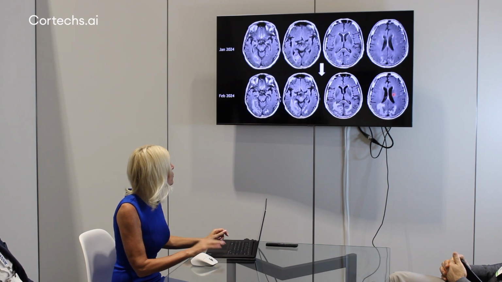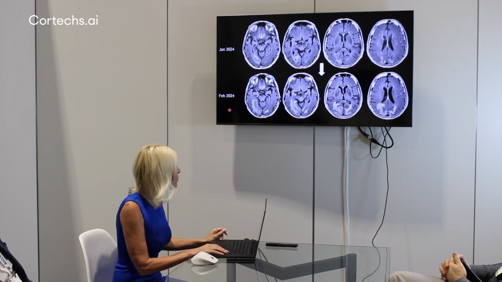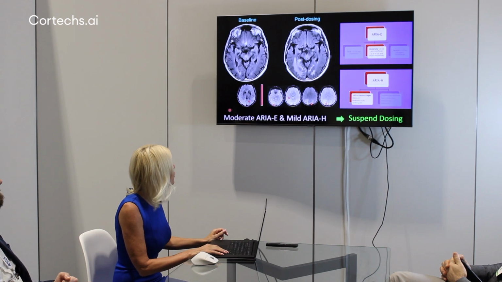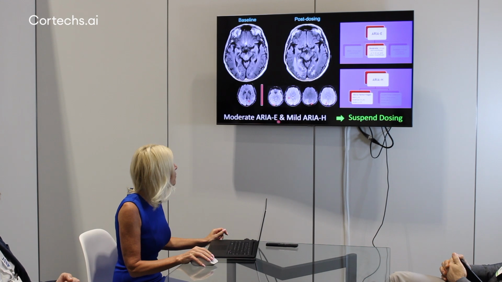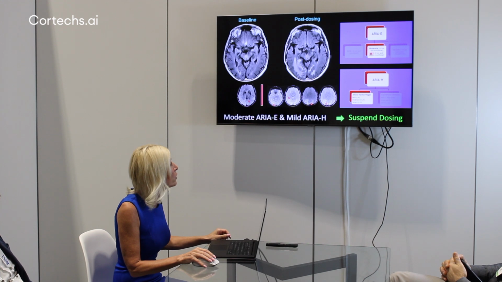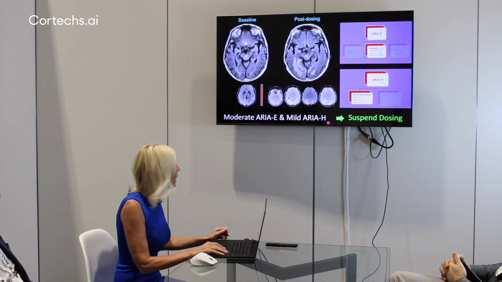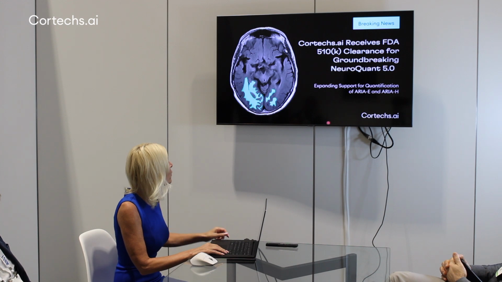But that was a result of her ARIA-H. So here's the January study, here's the February study. So this patient has moderate ARIA-E because their largest is less than 10 centimeters, I'm sorry, was 8.3 centimeters, I believe, but she's multifocal. Once you're multifocal, you're automatically in the moderate category, and then she's mild category for ARIA-H because she has 4 new incident microhemorrhages over the baseline microhemorrhage.